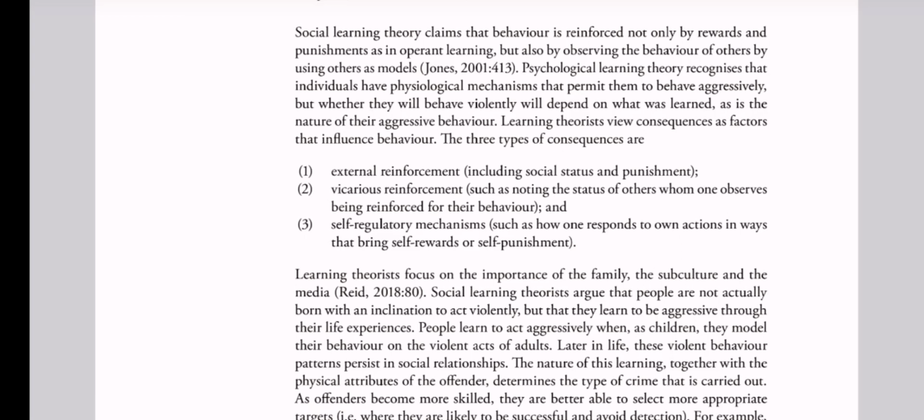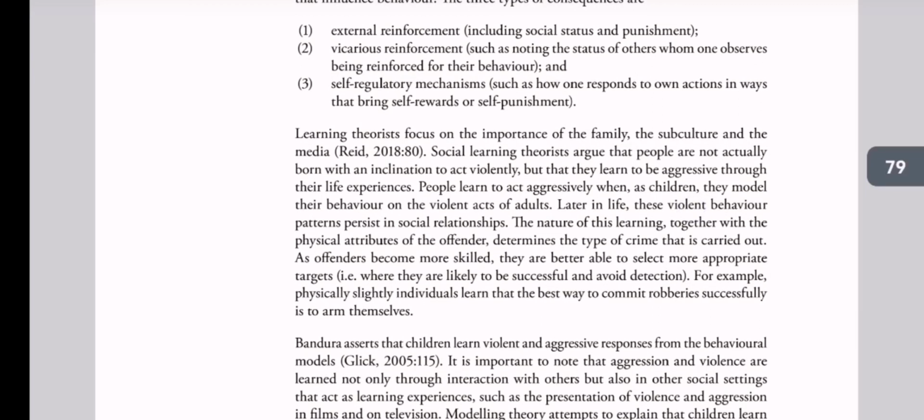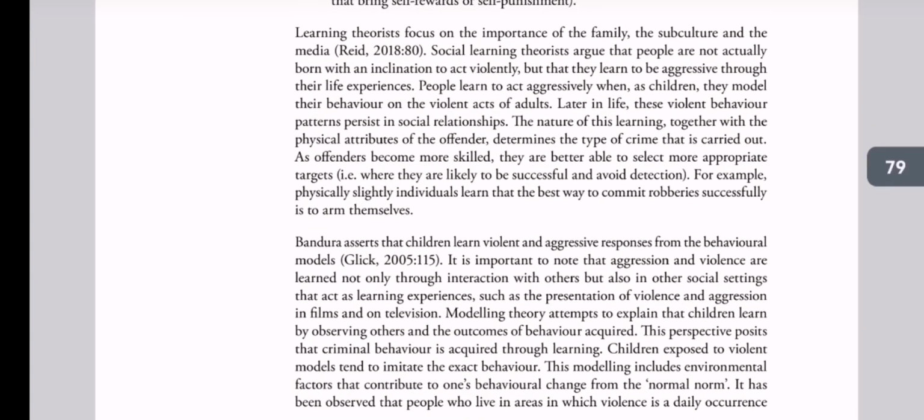Learning theorists view consequences as factors that influence behavior. The three types of consequences are external reinforcement, including social status and punishment; vicarious reinforcement, such as noting the status of others whom one observes being reinforced for their behavior; and self-regulatory mechanisms, such as how one responds to one's own actions in ways that bring self-rewards or self-punishment. Learning theorists focus on the importance of family, the subculture, and media.